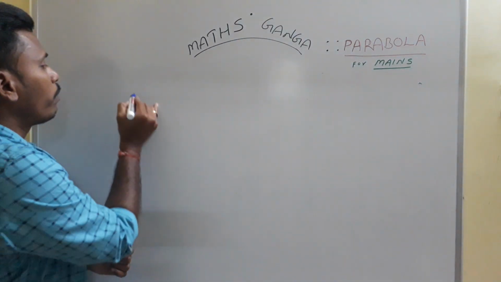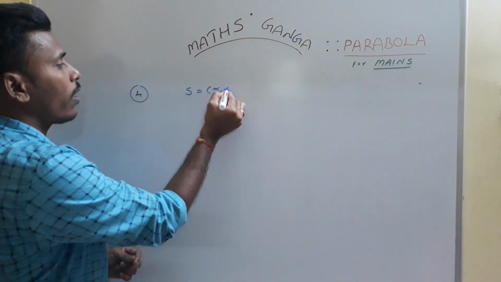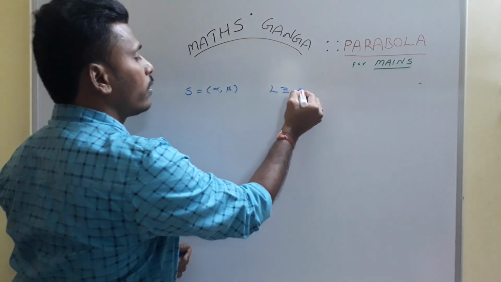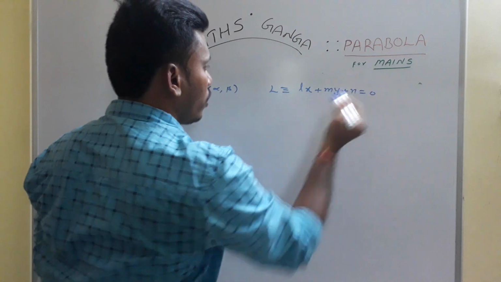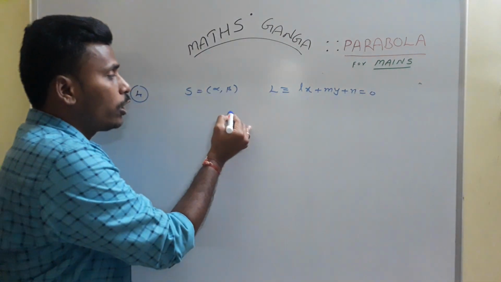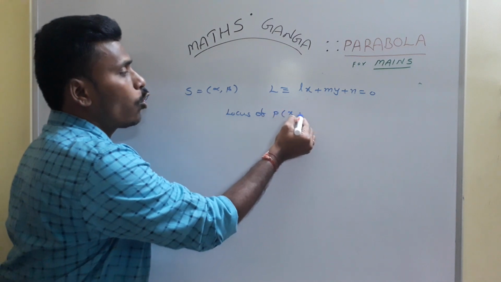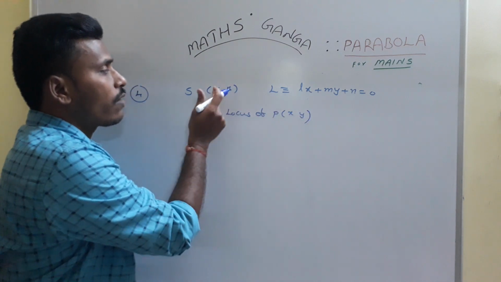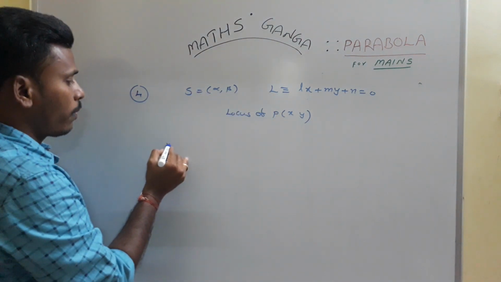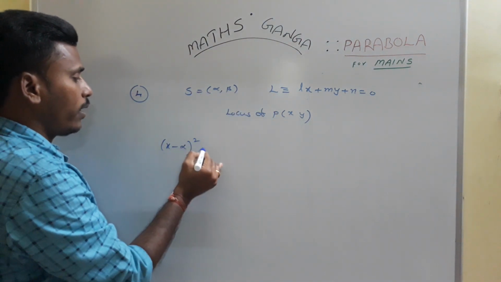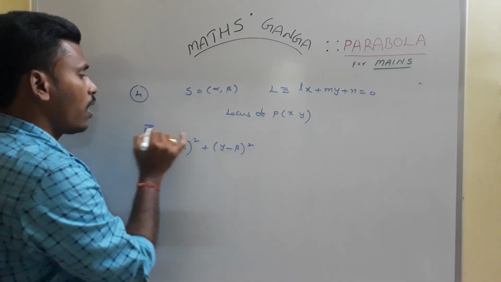So based on that definition form, if you have the fixed point, the focus, as alpha comma beta, and the fixed line, the directrix, is Lx plus My plus n equal to 0, then we are going to find the locus of P such that it is equidistant from the focus as well as from the line. So the distance between the point and the focus is the square root of (x minus alpha) whole square plus (y minus beta) whole square. Since it is a distance, take a square root.